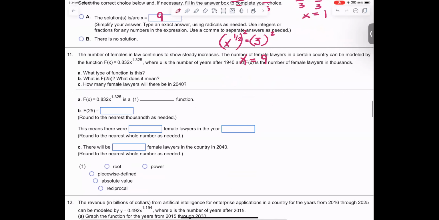And you're given 5 choices. Is this a root function, a power function, a piecewise defined, an absolute value? No. Do you see the absolute values there? Reciprocal? Nope. So it's either a root or a power function. Which is it? It is a power function.